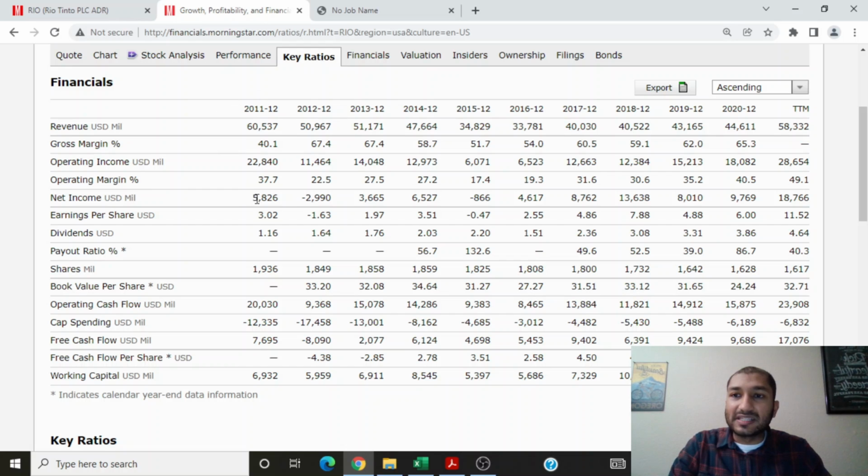Back in 2011, the company's net income was about $5.8 billion, and for the trailing 12 months, that number was about $18.8 billion. Ideally, we want to see the company's net income, operating income, and revenue to have a similar trend. That is, we want these numbers to be staying steady or increasing. However, given the cyclicality of this business, it's not uncommon to see a couple of years where the company's net income turns negative.